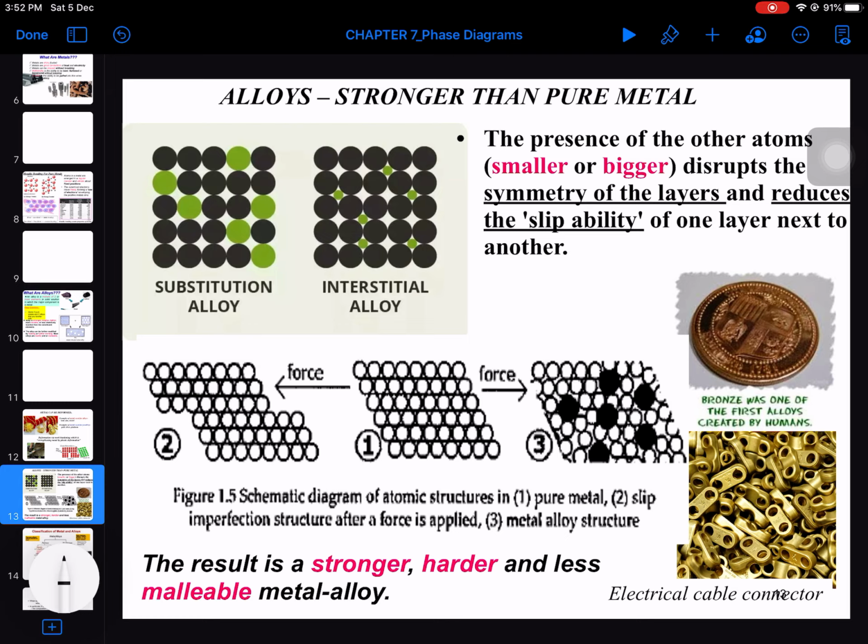The presence of the other atoms, smaller or bigger, disrupts the symmetry of the layers, and it reduces the slip ability of one layer next to another, as represented by Figure 1.5 here.